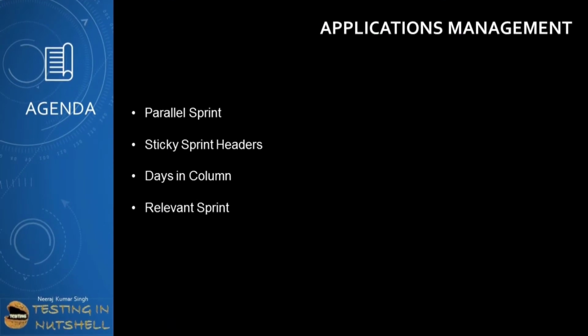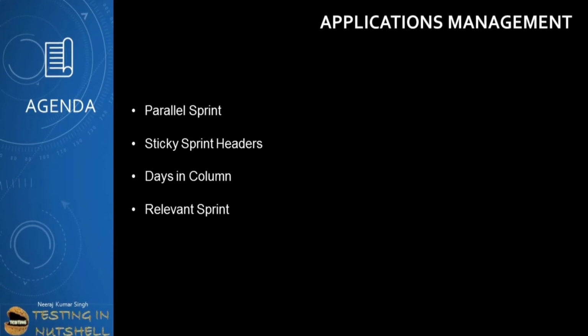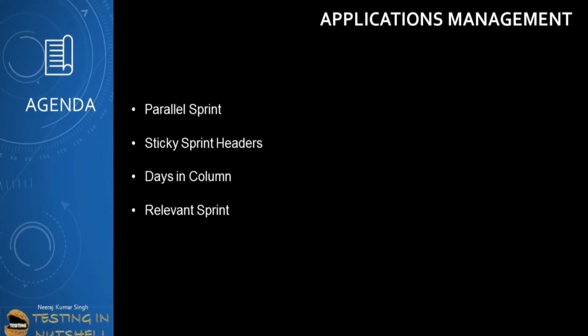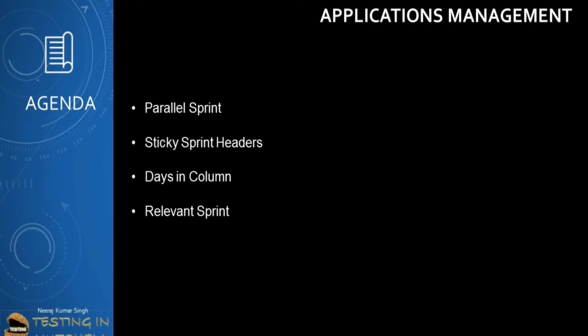As a part of this tutorial, we will be further understanding more about the applications management. In that, there's another section talking about the JIRA software configuration, where JIRA software is the instance which we are working on right now, and of course has certain configurations which can allow you to set it up. The options we will be covering in this tutorial are parallel sprint, sticky sprint headers, days in column, and relevant sprint.